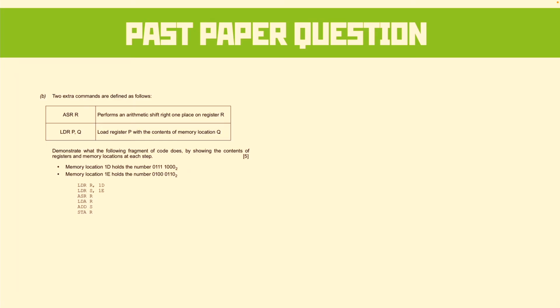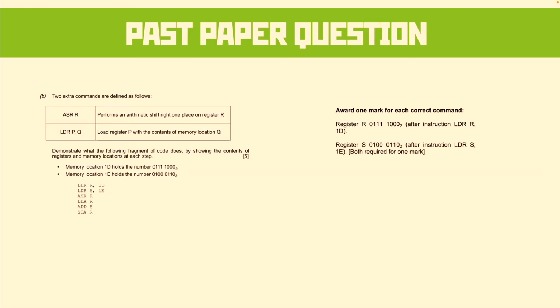Two extra commands added. Demonstrate what those bits of code are doing. Well, I mean, it's reasonably straightforward. Register R, S, R, accumulator. These are just the values that are changing based on those instructions. So it's worth applying those to those answers.